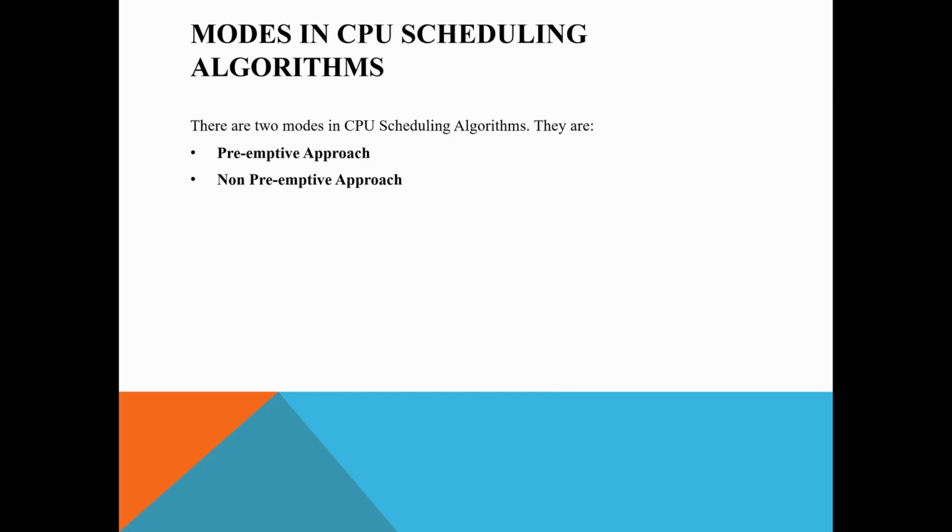Then modes in CPU scheduling algorithms. There are two types of modes in CPU scheduling algorithms: preemptive and non-preemptive. In the preemptive approach, if the CPU is executing some process and a high priority job enters, it terminates the currently running process and gives attention to the high priority job. That is called the preemptive approach.